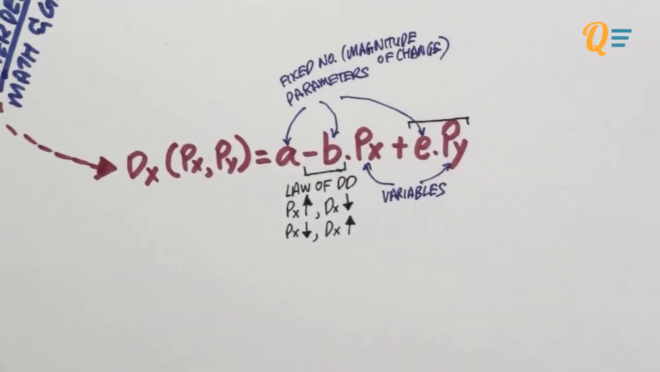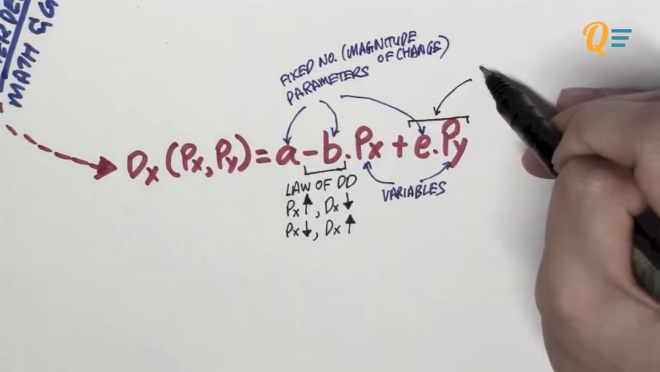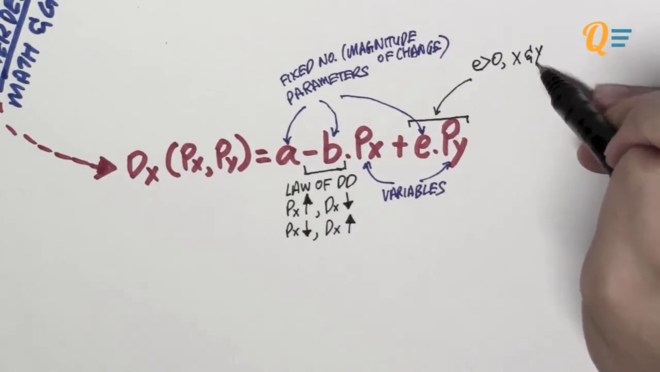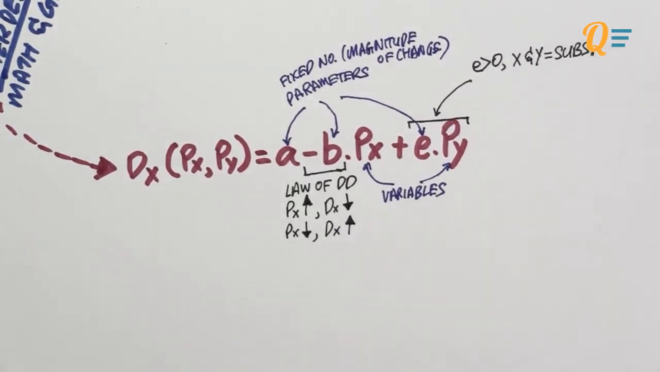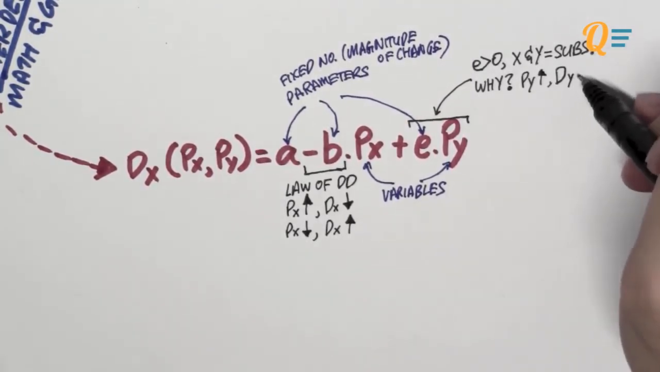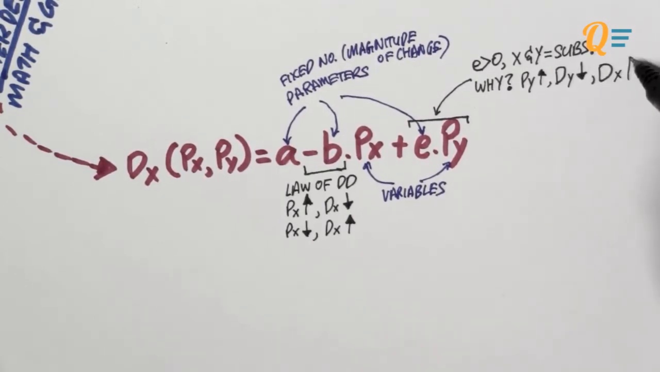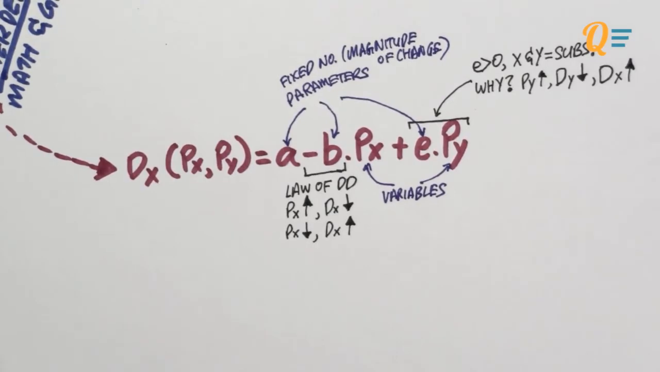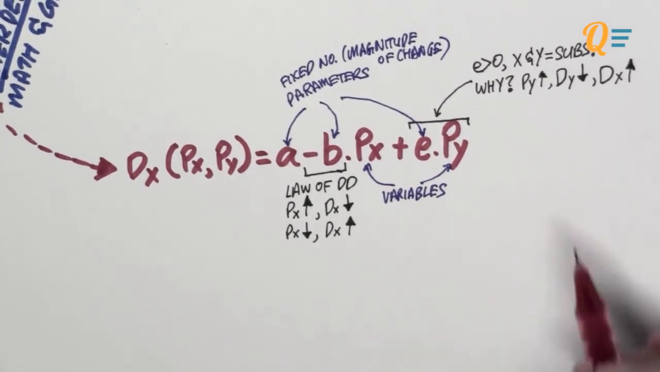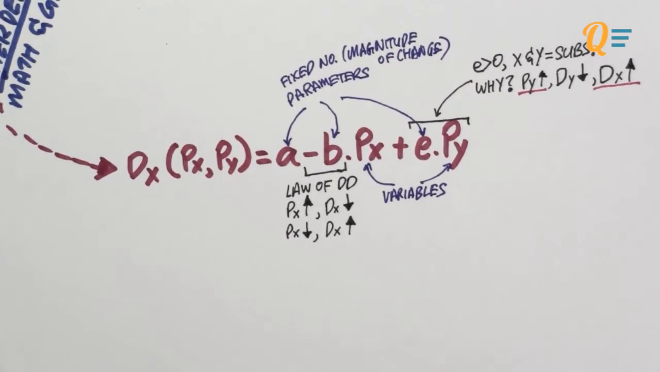Now for the parameter e, this is slightly more interesting. When e is more than 0, or when it's positive, both goods are substitutes. Why? Well, it's quite simple. When the price of y increases, due to the law of demand, the demand for y would fall. And this would cause the demand for x to increase if they are substitutes. Right? So you can see there is a positive relationship between the price of y and the demand for x, and that is why e would be a positive figure.